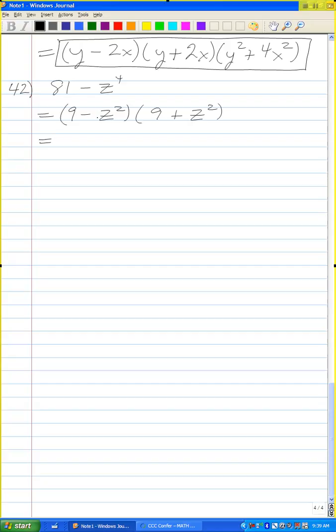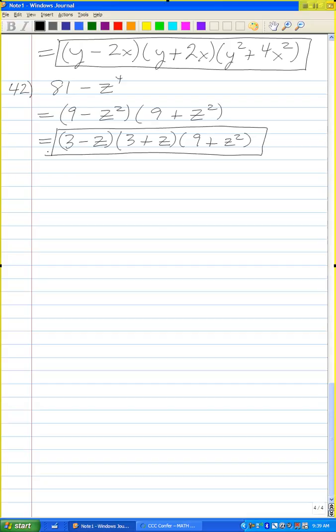Next, 9 minus z squared is just the difference of squares. Square root of 9 is 3. Square root of z squared is z, times, well, the same thing, except change the minus to a plus. 9 plus z squared, well, that is the sum of squares. And so I've completely factored this over the reals. Let me do problem number 44.